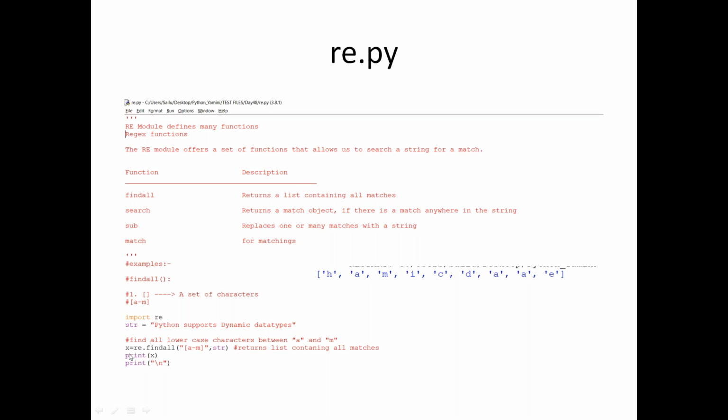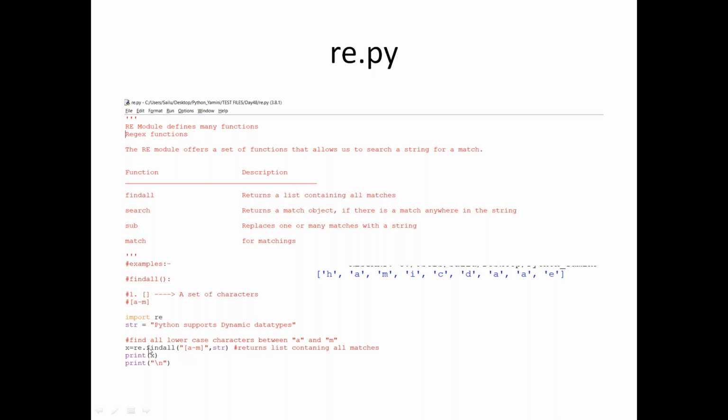Now I'm using findall wherever I have letters from A to M. I want to find them and return them as the outcome. Since I've given A to M, any letter from A to M will be picked up. So the class method is re.findall, a function, in brackets A to M, comma, the statement you want to search. Right now the statement is stored in str, so you write str here. The outcome I want to be displayed.